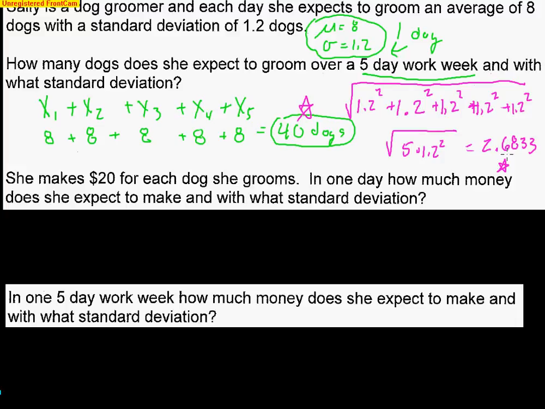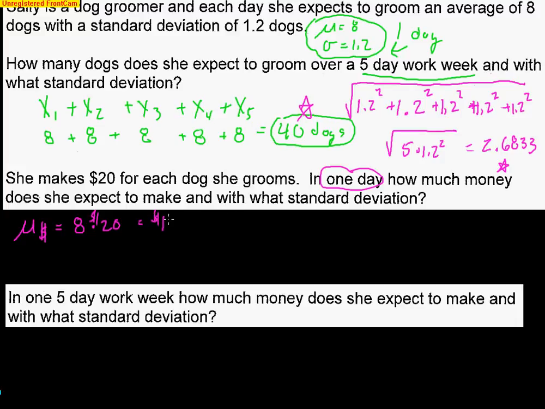Hopefully you understand how I combine that. Okay, she makes $20 for each dog she grooms. In one day, how much money does she expect to make? Well, in one day, I expect to make 8 dogs times $20 per dog, which gives me a grand total of $160.